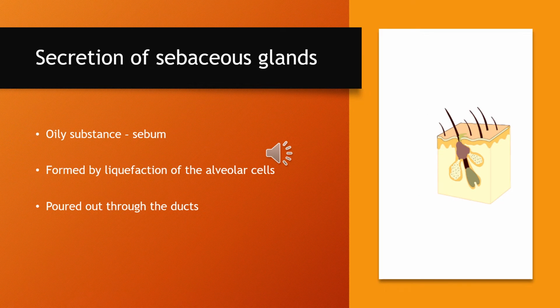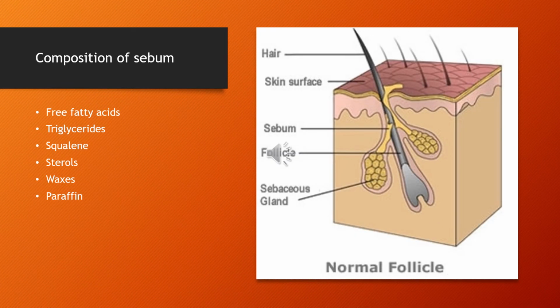Secretion of sebaceous glands. The sebaceous glands secrete an oily substance called sebum, which is formed by the liquefaction of alveolar cells, and they are poured out through the ducts either directly into the exterior or through the hair follicle. Composition of sebum. The sebum contains free fatty acids, triglycerides, squalene, sterols, waxes, paraffin, etc.